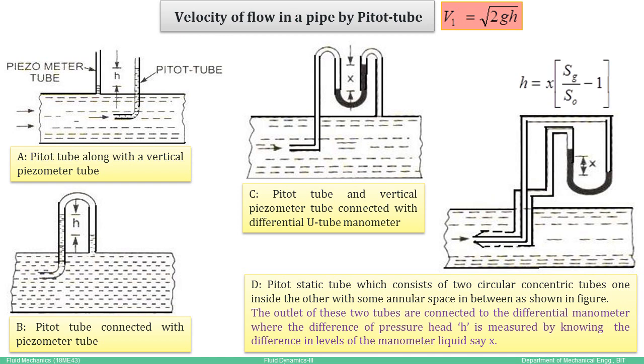So this H value can be found out by using this relation. We'll use it again. X is the differential manometer reading, Sg is the specific gravity of the manometric liquid, and S naught is the specific gravity of the flowing fluid. So if we have a lighter manometric fluid, this equation will change slightly to H is equal to X multiplied by 1 minus SL or S naught divided by Sg. We'll discuss this later.